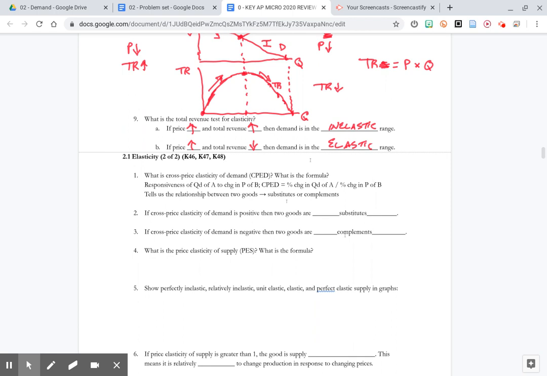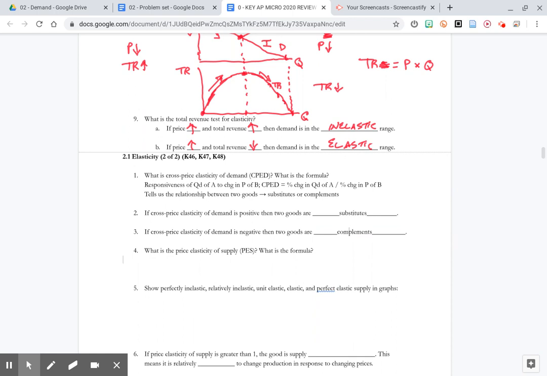So let's talk through that. That would mean the overall CPED is negative. For example, if the price of one good went up and you bought a whole lot less of the other, so there was a negative percent change in quantity demanded but a positive percent change in price, that means you typically would reduce your purchases of good A when the price of B goes up. And that would happen if the two goods are complements.